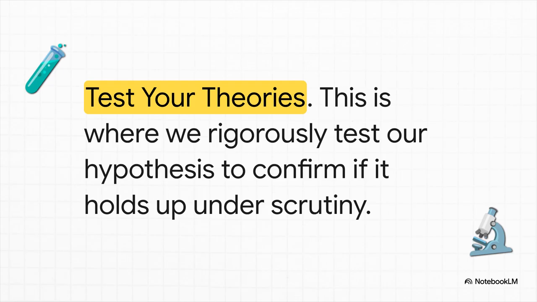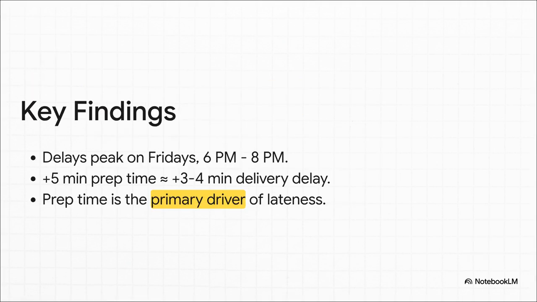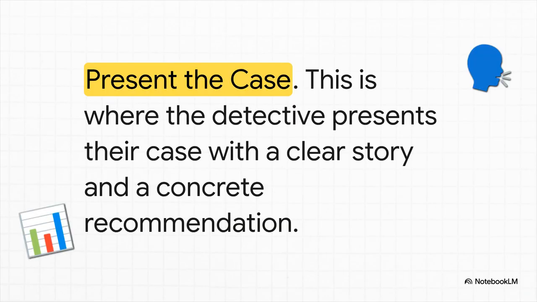This is where we get rigorous and actually test our hypothesis to confirm if it really holds up under pressure. And our model confirms it. The data shows delays peak on Friday nights, which makes sense. But more importantly, we can now put a number on it. For every 5 extra minutes of prep time, it adds another 3 to 4 minutes to the total delivery delay. The main culprit is crystal clear.